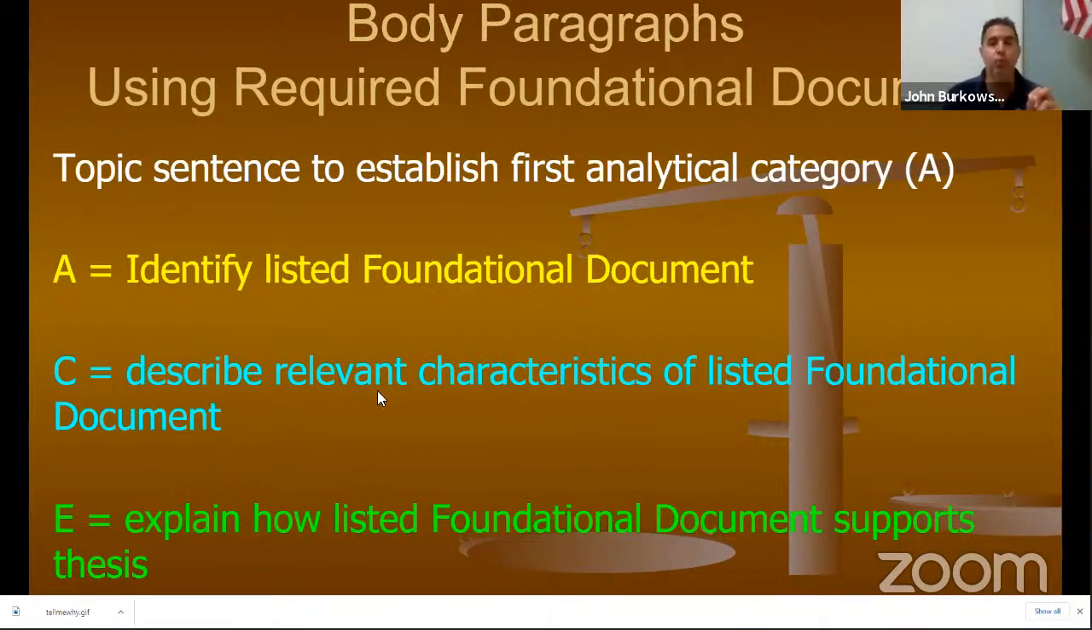C, describe relevant characteristics of that foundational document. Okay, relevant characteristics, not everything, relevant characteristics. And then, of course, the key to it all, E, explain how that foundational document you use supports your claim, your thesis.